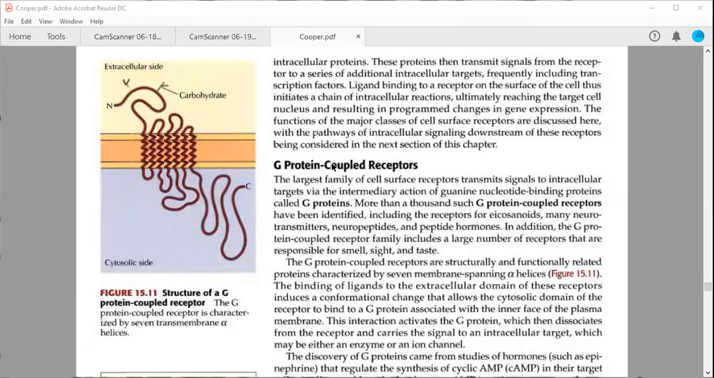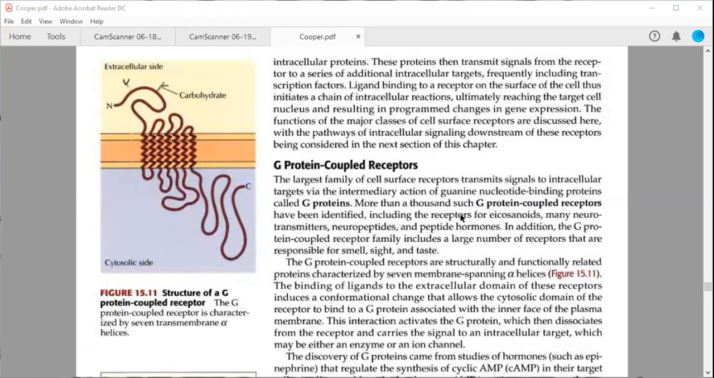G protein coupled receptors are the largest family of cell surface receptors, transmitting signals to intracellular targets via the intermediary action of guanine nucleotide binding proteins. These proteins bind GTP or GDP depending upon whether they are active or inactive. GDP is a lower energy molecule, while GTP is a major energy providing molecule. So the GTP bound form is active, and the GDP bound form is inactive.